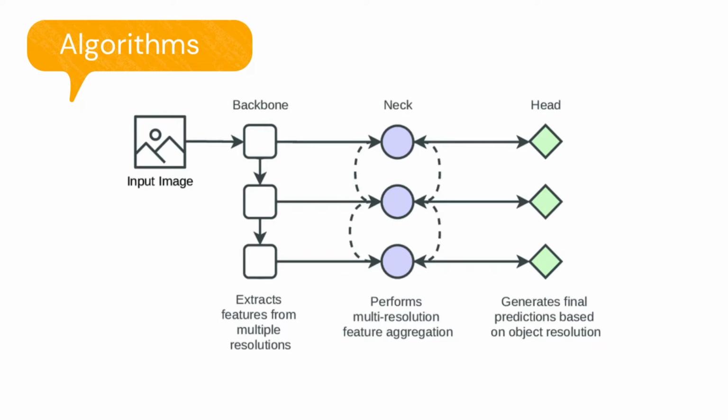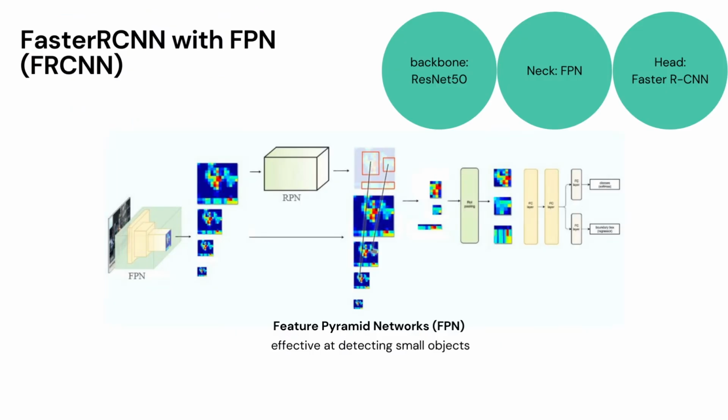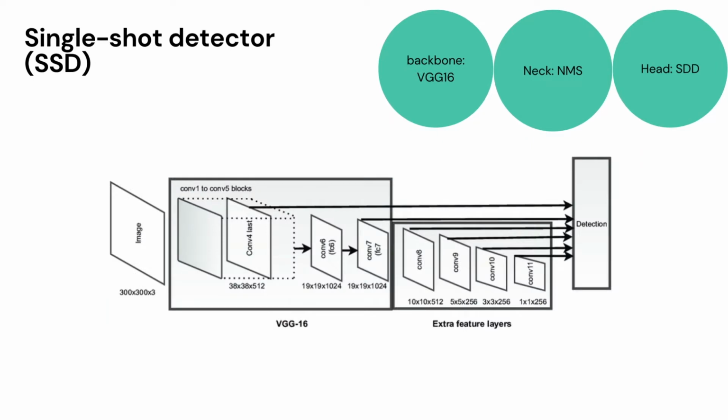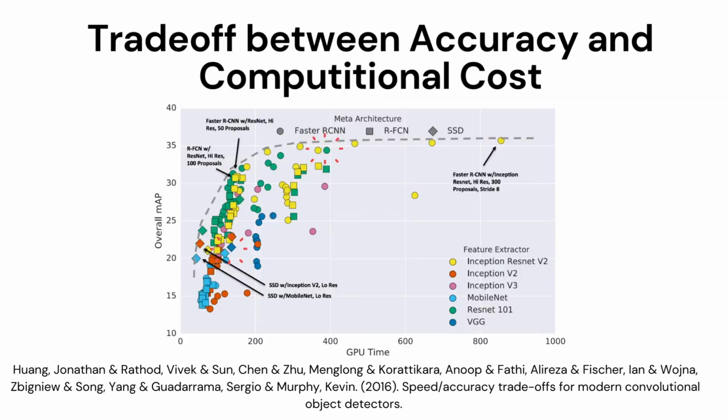Object detection models are usually built with backbone, neck, and head. Each part takes care of different tasks. The first model, let's call it Faster RCNN, has the backbone of ResNet 50, the neck of feature pyramid network, and the head is Faster RCNN. FPN is a feature extractor. It is effective at detecting small objects. The other model is called Single Shot Detector, SSD. It has the backbone of VGG16, the neck of NMS, and the head of SSD.